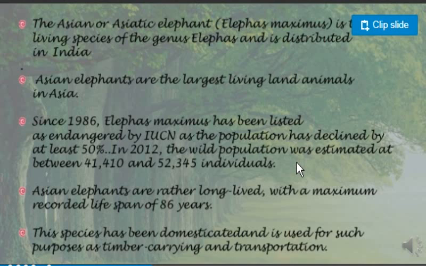The Asian or Asiatic elephant is a living species of the genus Elephas and is distributed in India. Asian elephants are the largest living land animals in Asia. They are rather long-lived, with a maximum recorded lifespan of 86 years. This species has been domesticated and is used for such purposes as timber carrying and transportation.